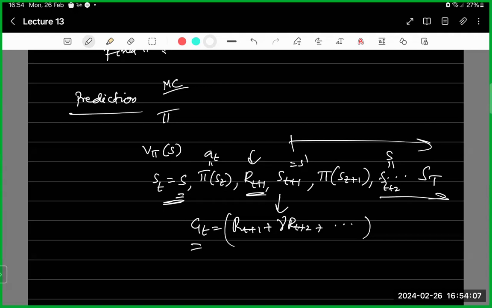Empirically it's not very clear which is a good strategy, but both of these are used. In some cases you see the first one doing better. In some cases you see the every visit algorithm doing better. But these are just two variants. Okay. So this is about Monte Carlo prediction. There is another algorithm called the temporal difference algorithm, which we'll look at in the next class. Thank you.